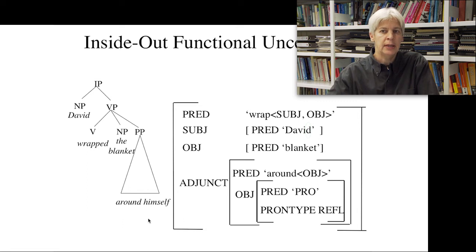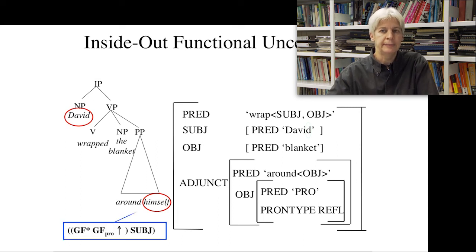So what you can say here is that in order to figure out what himself is referring to, we know from our English knowledge that it needs to refer to David. But what you can say is that I know himself is going to refer to some subject. But again, like in the outside-in functional uncertainty, you don't necessarily know how far away the subject will be. There could be any number of things in here.